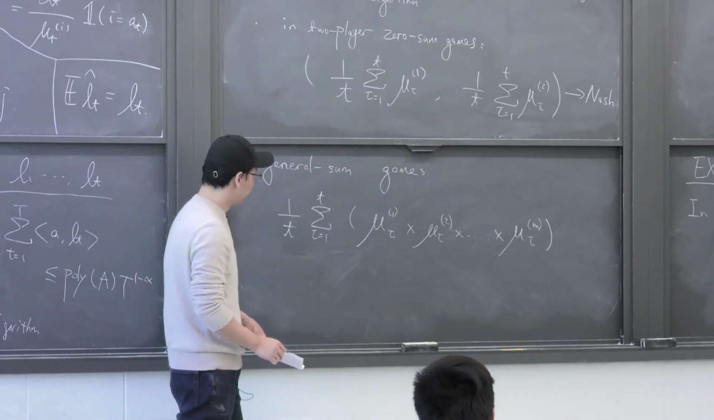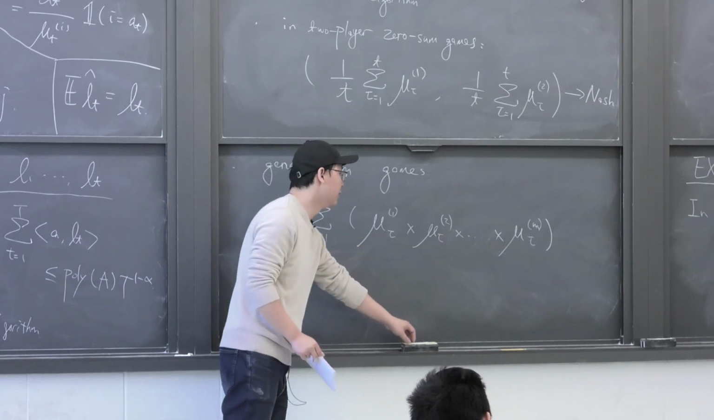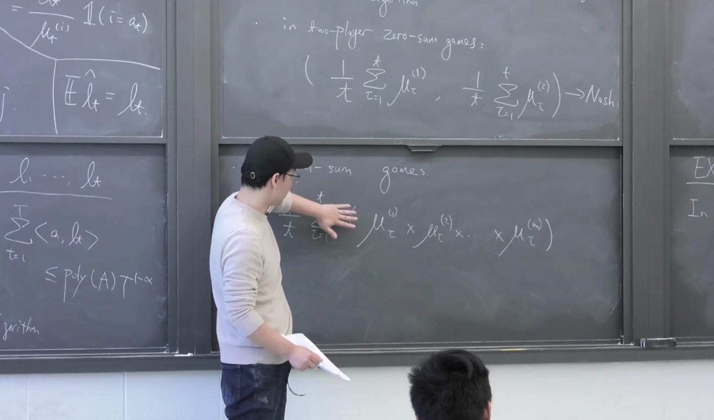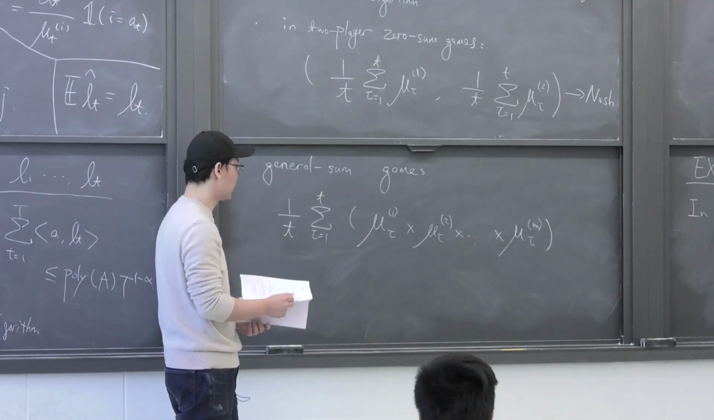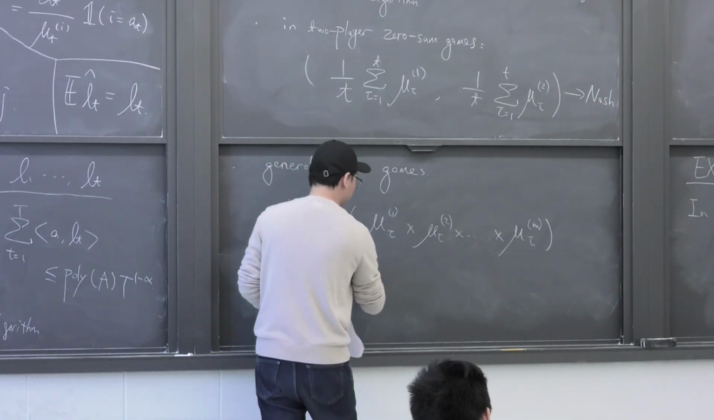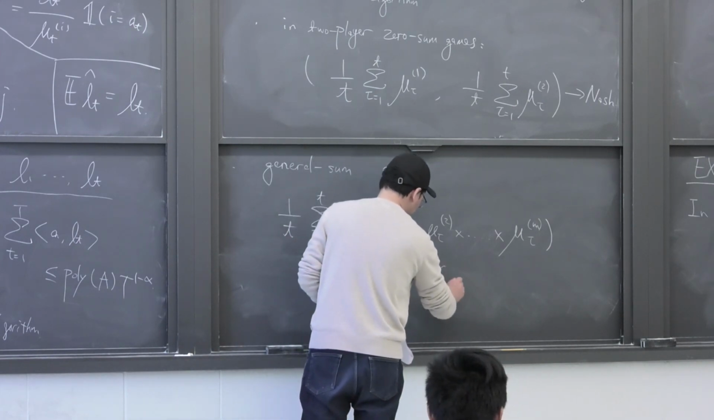And this average actually introduces some correlation. Each summand is an independent policy, but the mixture of these independent policies is no longer independent, no longer a product policy. It becomes a correlated policy. So you can prove such a policy actually converges to CCE.